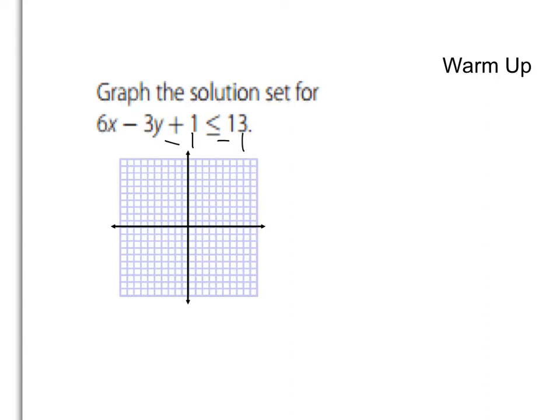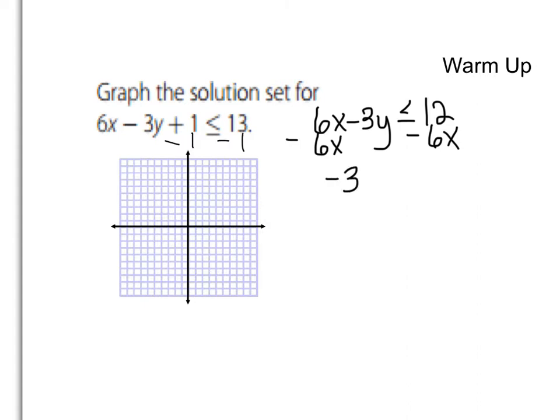So I now have 6x minus 3y is less than or equal to 12. Well, now we need to get the y all by itself, so that means we need to move the 6x. Remember, that minus sign goes with the 3, so the 6x is positive, so to get rid of it, we have to subtract it. So we have negative 3y is less than or equal to negative 6x plus 12.